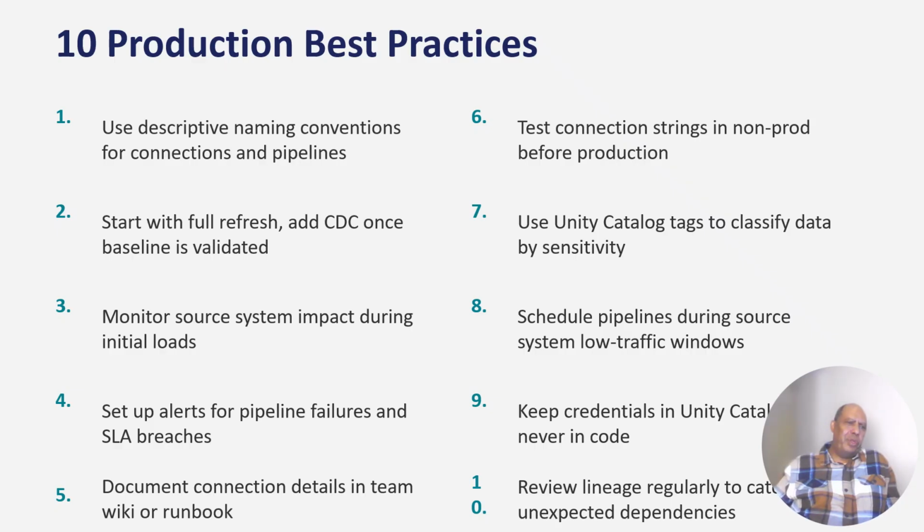Again, review lineage regularly. This is because if you want to know where a change happened, you need to pinpoint where it happened and then do something about it. So these are the 10 production best practices, and if you follow them, it will help you a lot in your work.